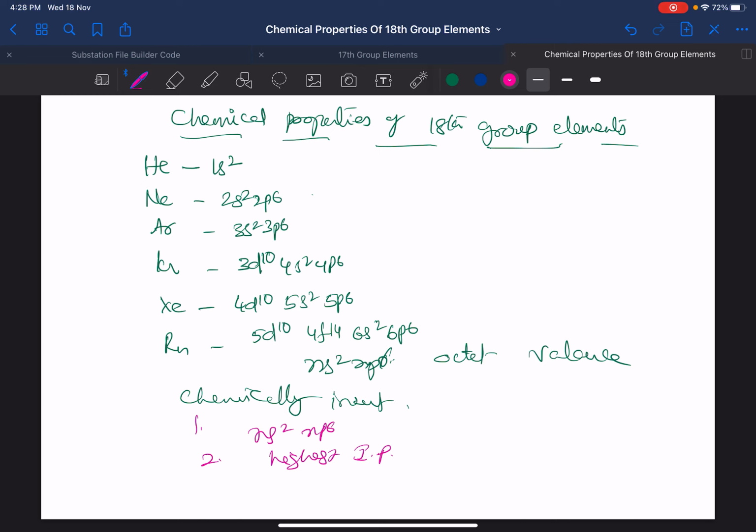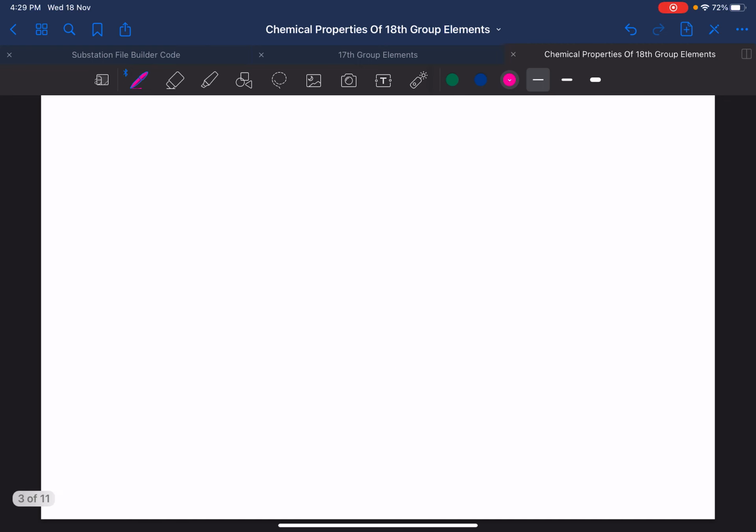According to this electronic configuration, they have completely filled orbitals. When we remove one electron from it, it is very difficult to remove an electron from the outermost orbit. So they show the highest ionization potential, and the highest electron gain enthalpy also. Due to these reasons, all these noble gases are inert and do not participate in chemical reactions.